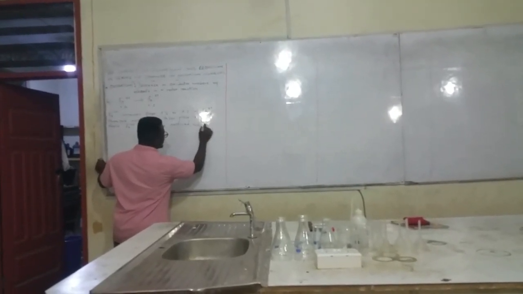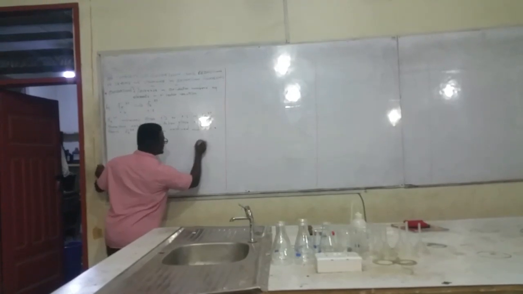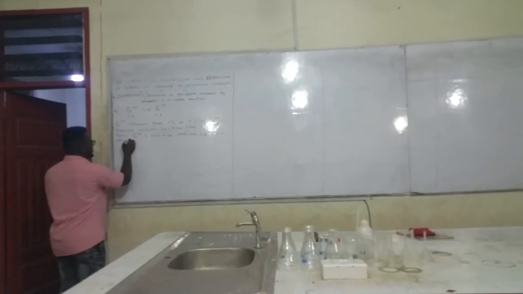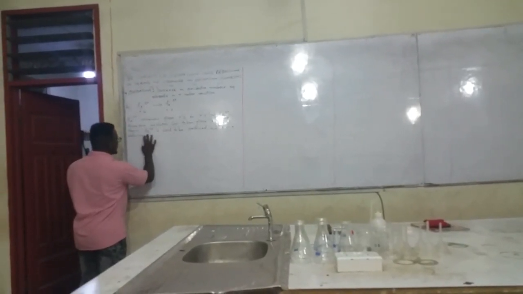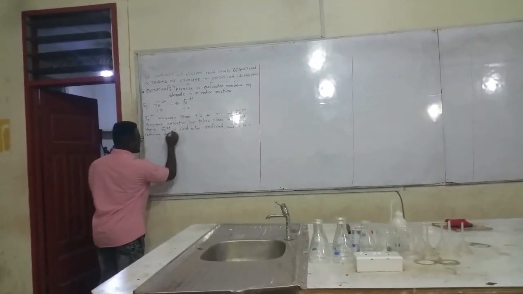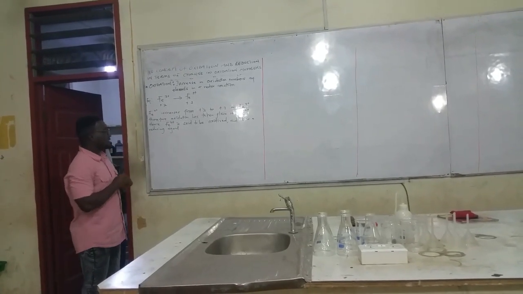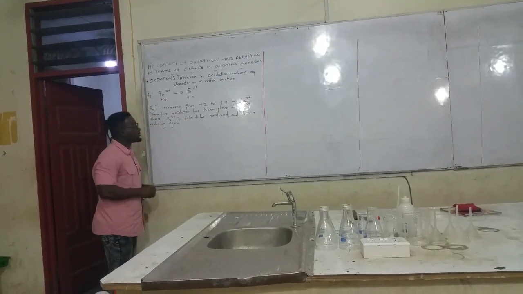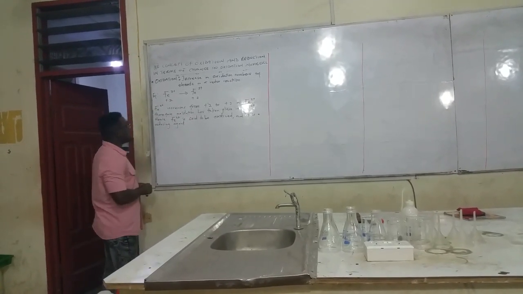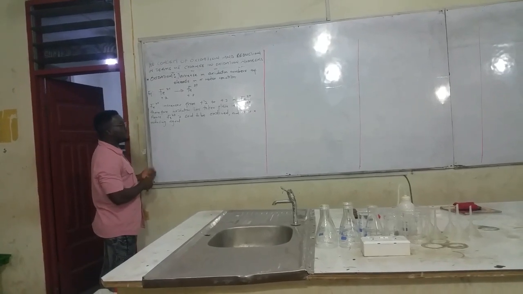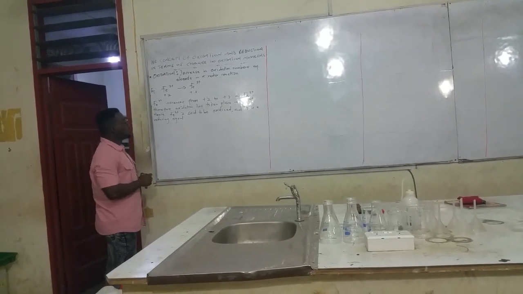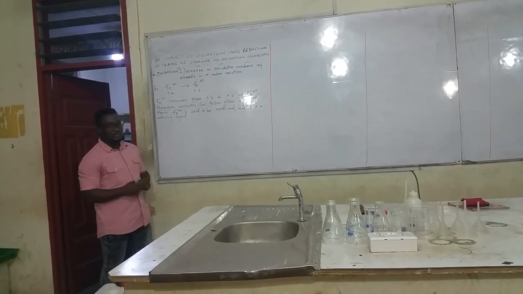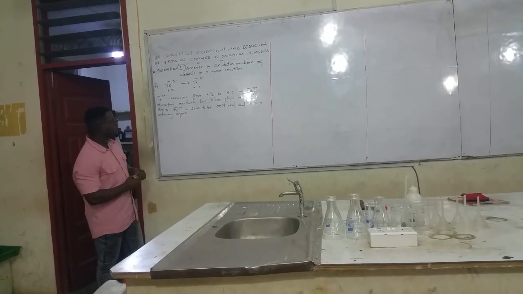And it is a reducing agent. Now we have Fe increases from plus 2 to plus 3. Therefore oxidation has taken place in Fe2+. Hence Fe2+ is said to be oxidized, and it is a reducing agent.